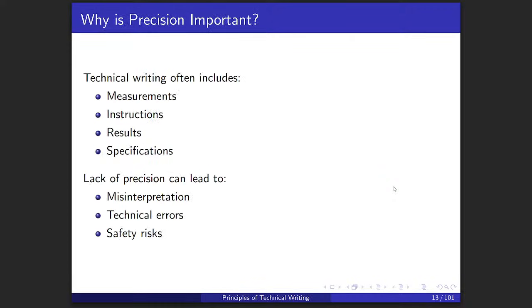So why is precision important? In technical writing, we use measurements, instructions, results, and specifications. We need to include all those things if you want your paper to be accepted, or if you want your sentences to be clear. These things are mandatory. Lack of precision can lead to misinterpretation, technical errors, and safety risks. This is about precision.